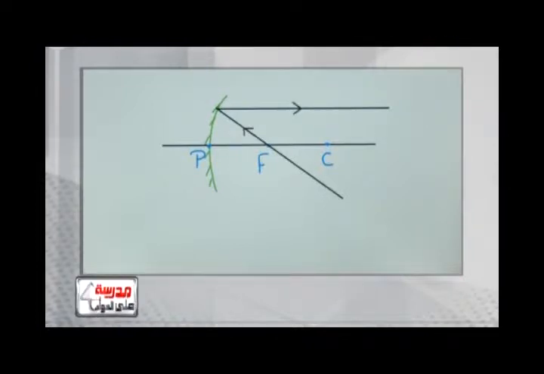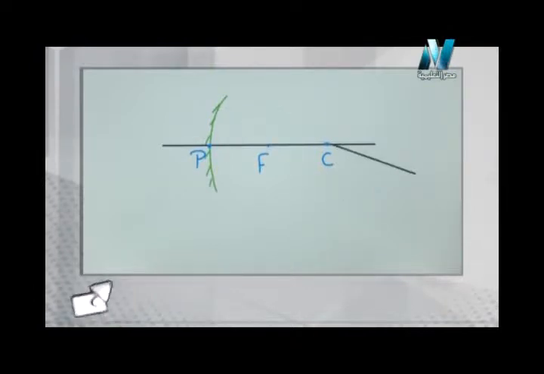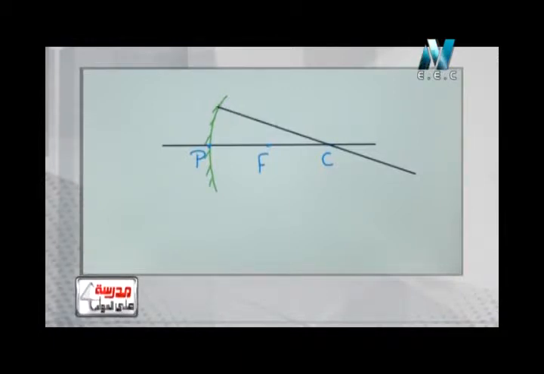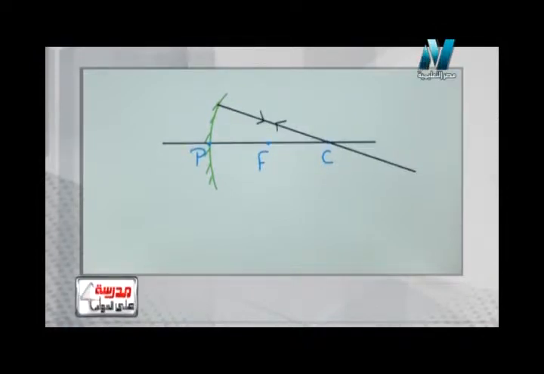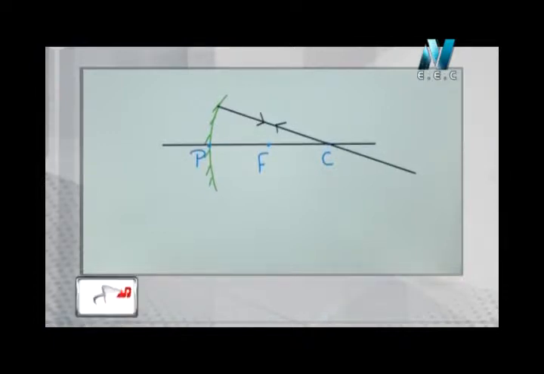And third case, if the light ray passes through the center of curvature, it will reflect on itself. We have three cases. Number one, the light ray falls through the center of curvature, it reflects on itself, it will return on itself again. Of course, we know because angle of incidence equals angle of reflection equals 0.